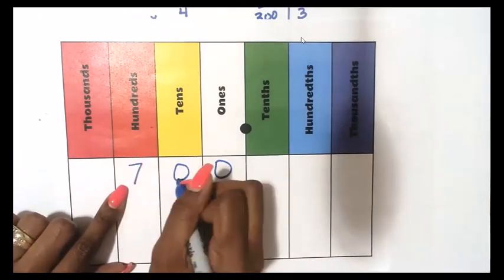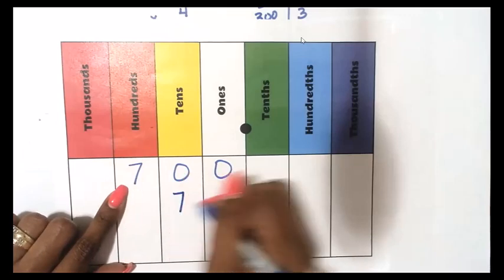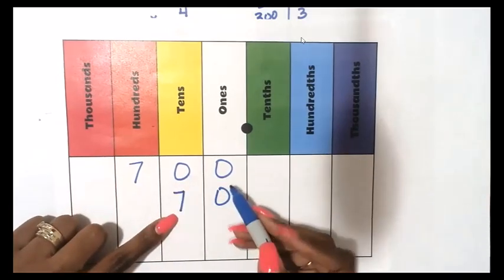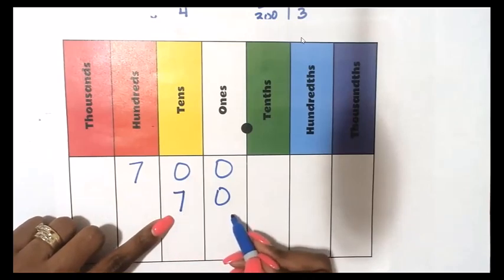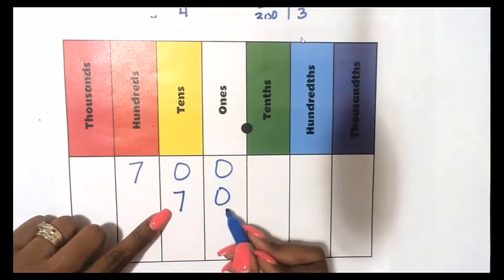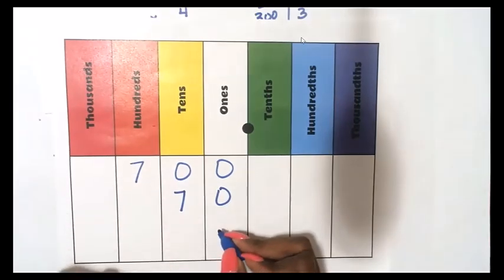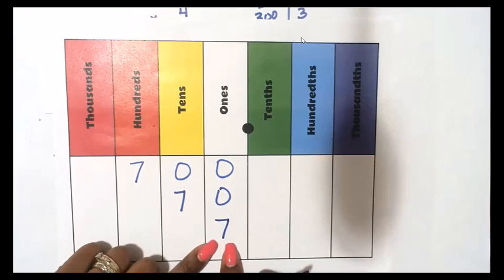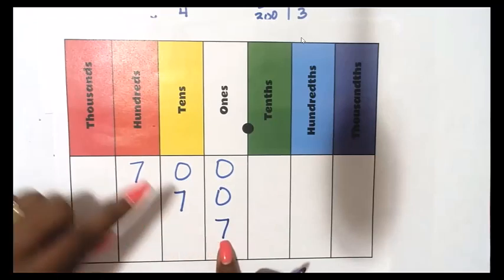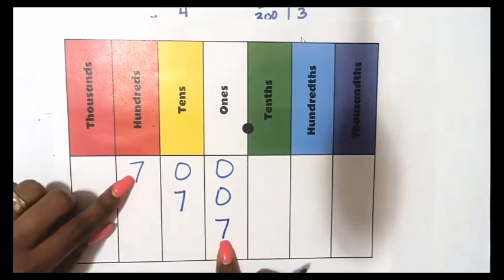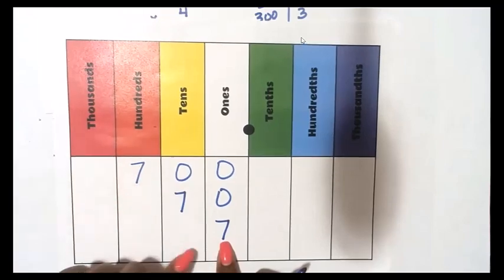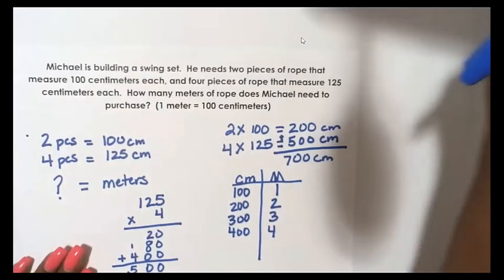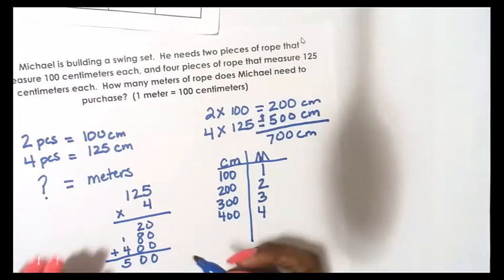So if I shift my 7 1 time to the right, or take 1/10 of the value of 700, I have 70. If I take another 10th of 70, because 10 times 10 is 100, I have a value of 7. So 7 is 100 times less than 700. This means that Michael needs 7 meters of rope.